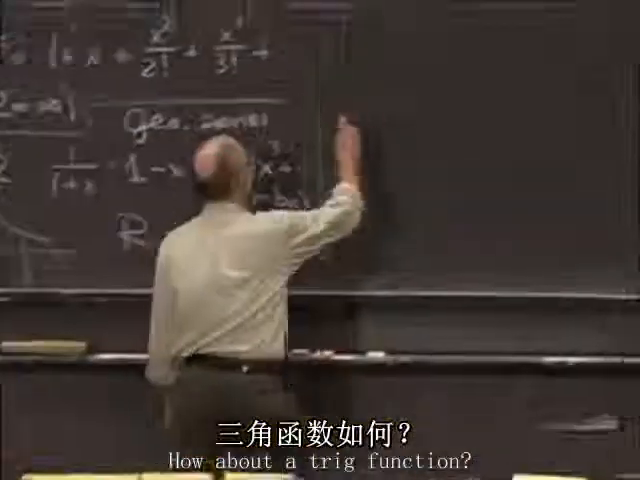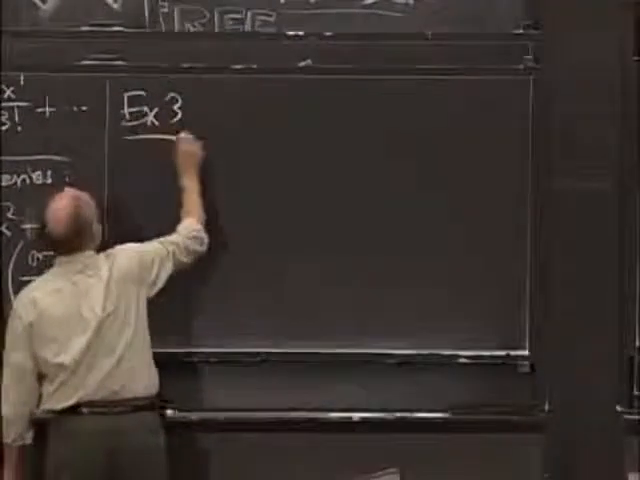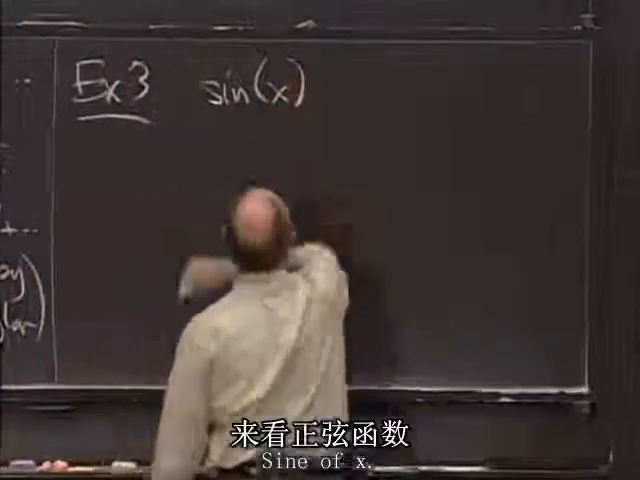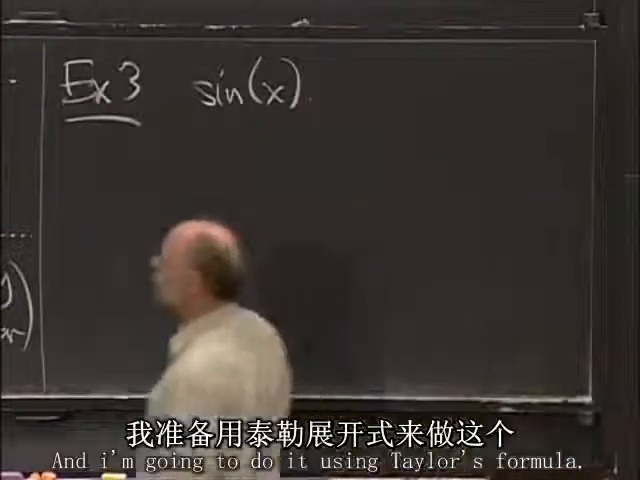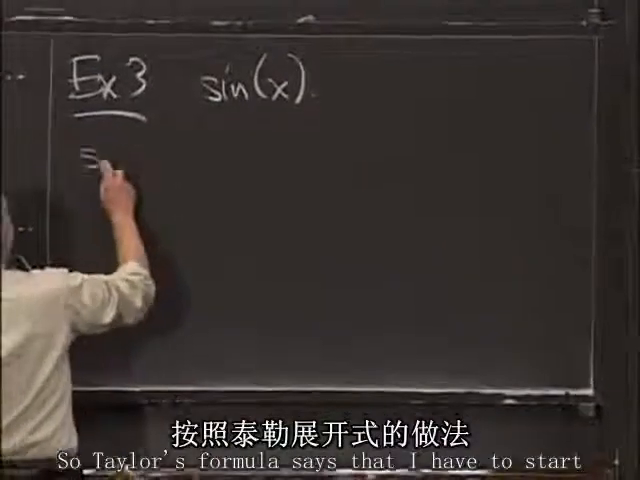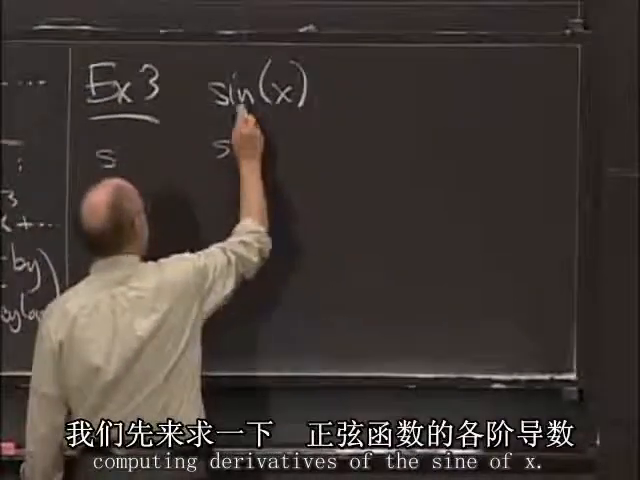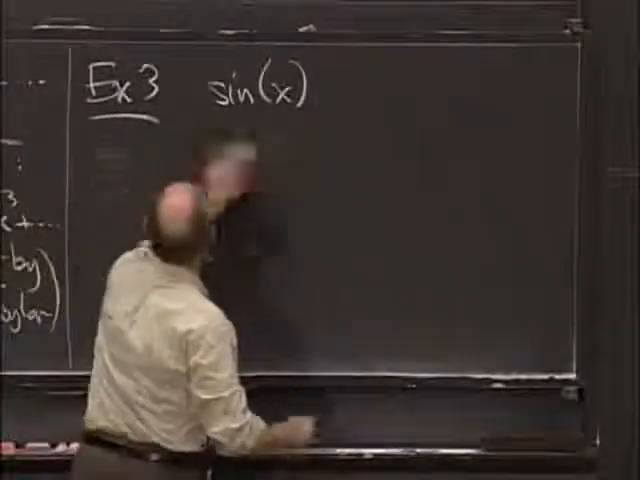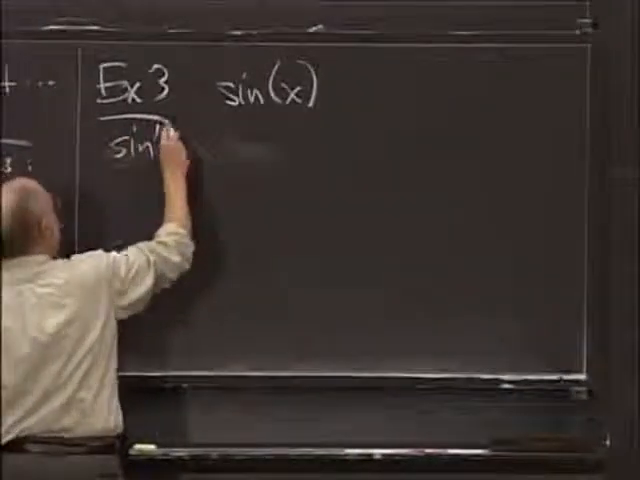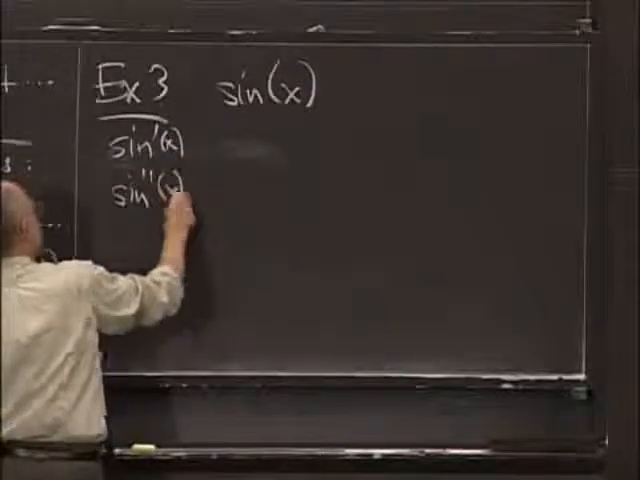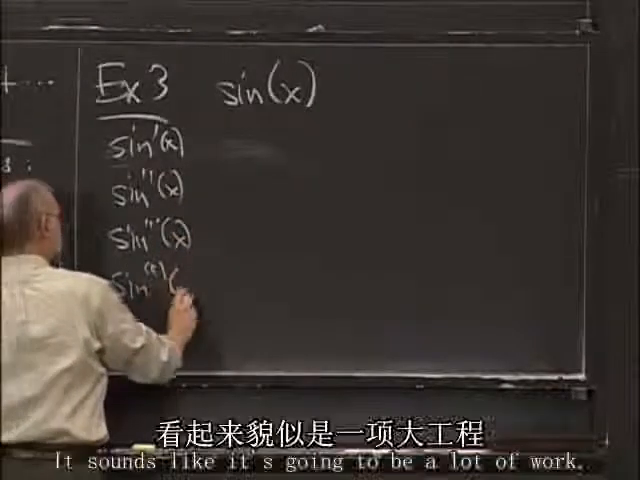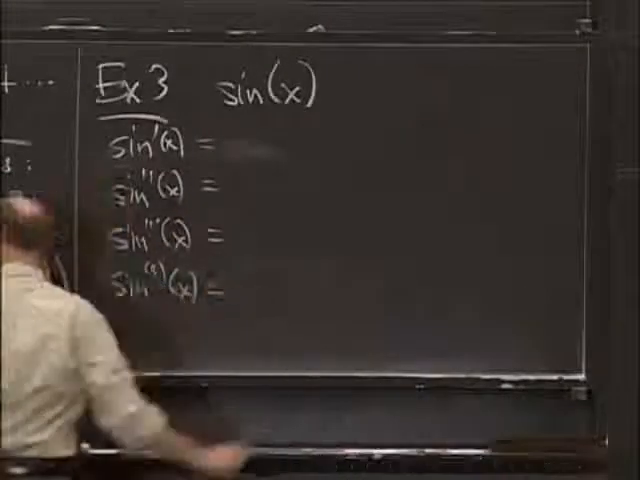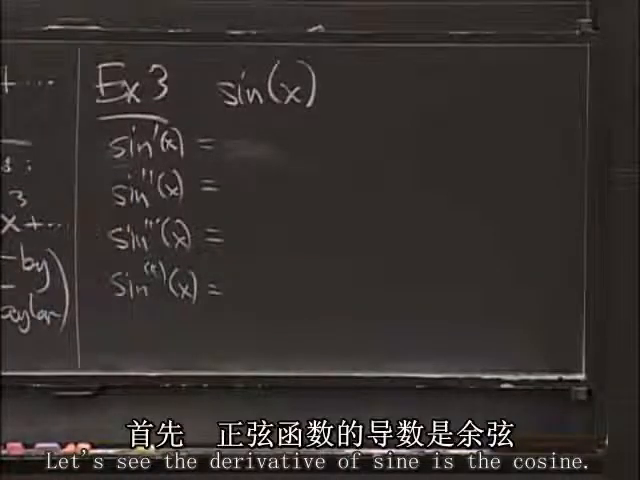How about a trig function? The sine of x. I'm going to compute the power series expansion for the sine of x. And I'm going to do it using Taylor's formula. So Taylor's formula says that I have to start computing derivatives of the sine of x. Now, this sounds like it's going to be a lot of work. Let's see, the derivative of the sine is the cosine.